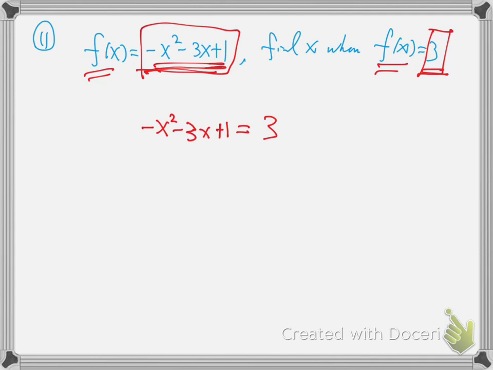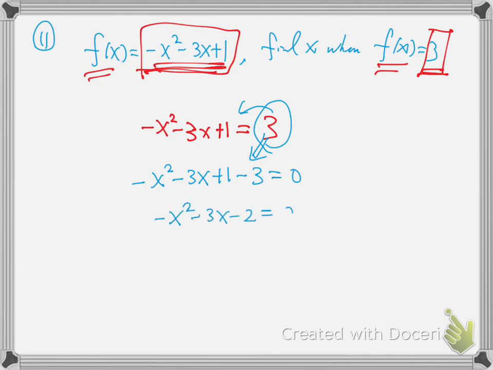So now again, they are not a, b, c. You have to move this term. So we get negative x squared minus 3x plus 1 minus 3 is 0, right? Change the sign, 3 becomes negative 3. Simplify a little bit: negative x squared minus 3x minus 2 is 0. So a is negative 1, b is negative 3, c is negative 2. You can use the quadratic formula to get the answer. Okay, so now I'm going to give you a better solution.